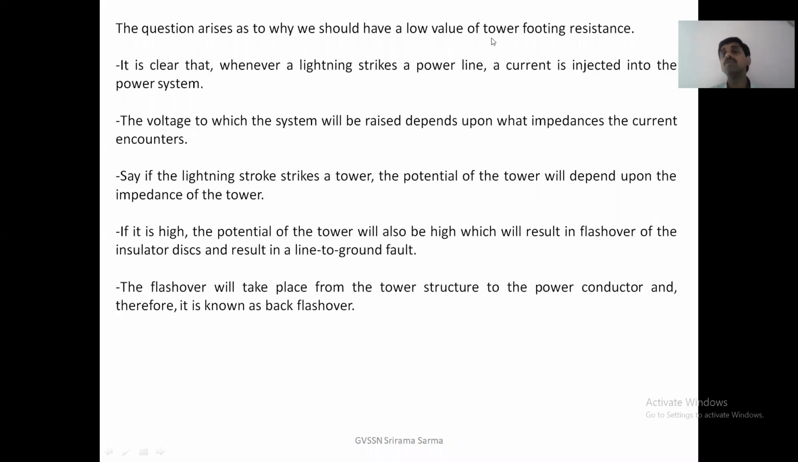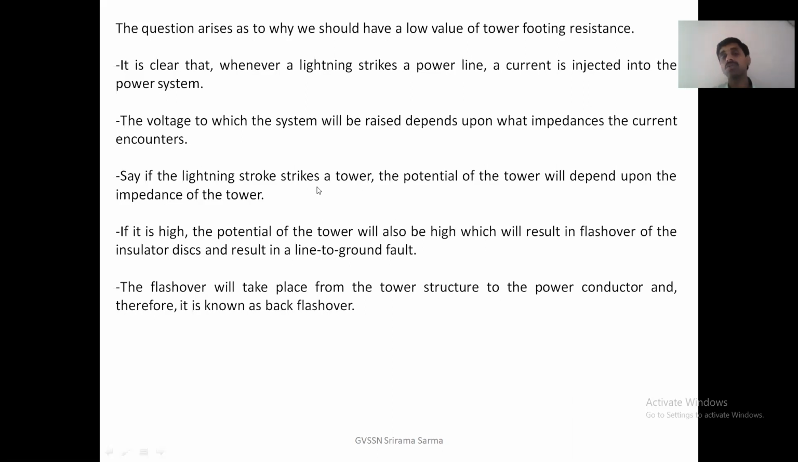The question is why we should have a lower tower footing resistance. It is clear that whenever lightning strikes a power line, current is injected into the power system. The voltage to which the system will be raised depends upon the impedance the current encounters. Current into impedance equals voltage. If that impedance is reduced, then the voltage effect will be reduced.